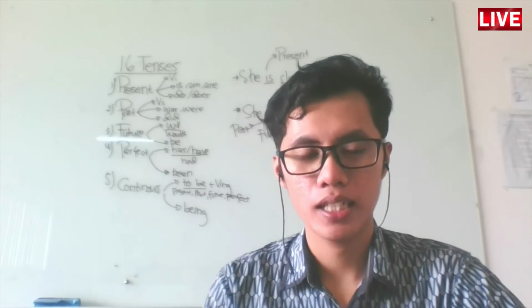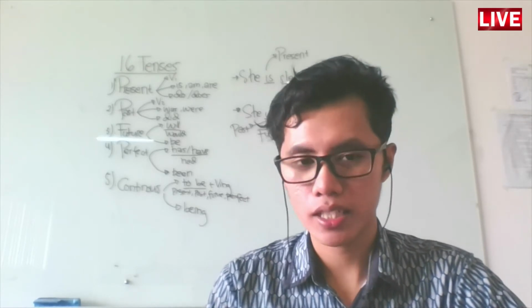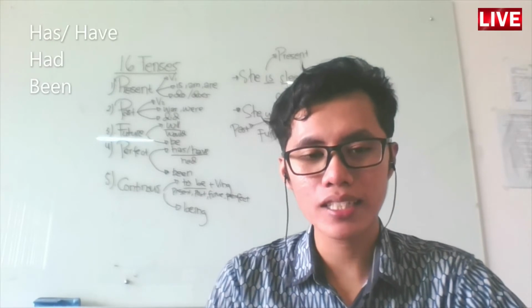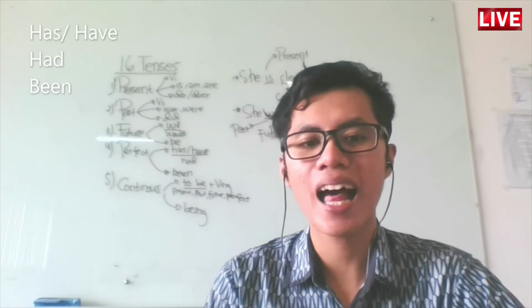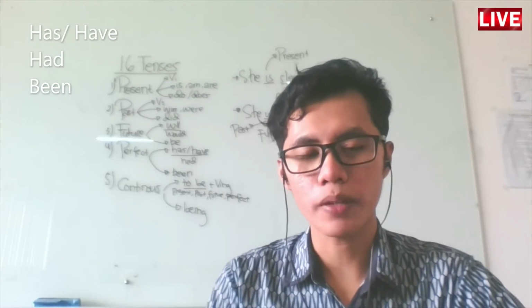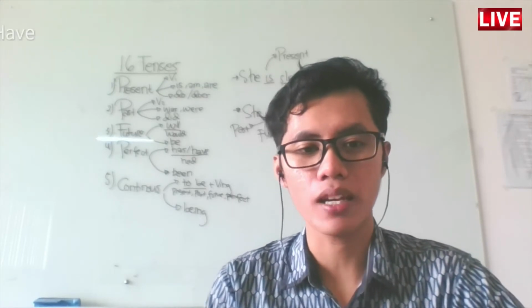And then perfect. For present perfect, we use either has or have. For past perfect, we use had. And the to be of perfect is been.